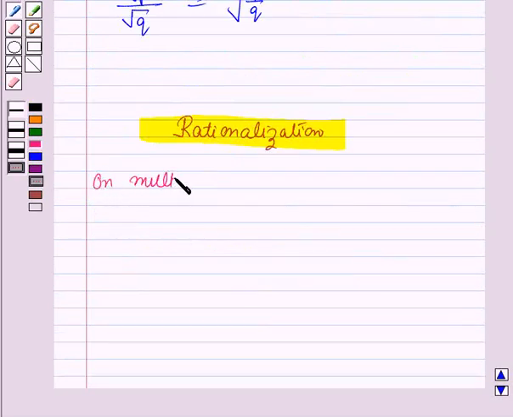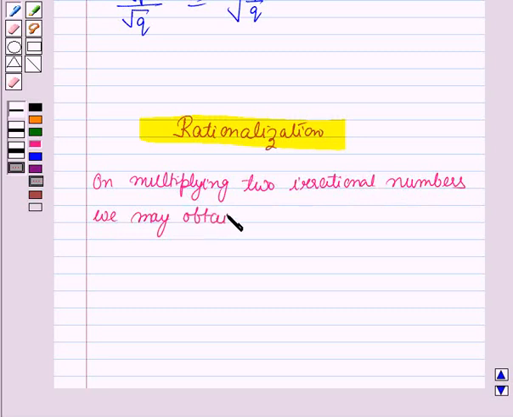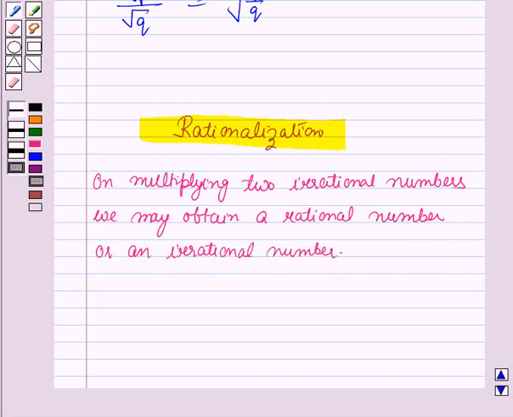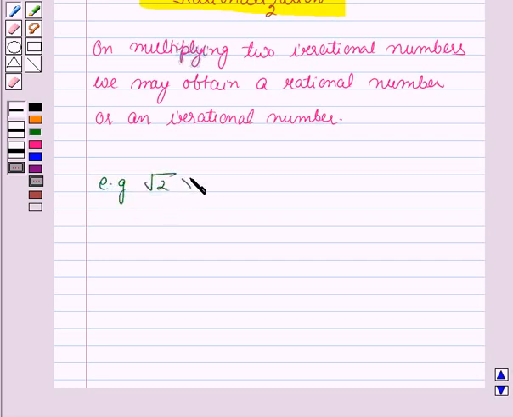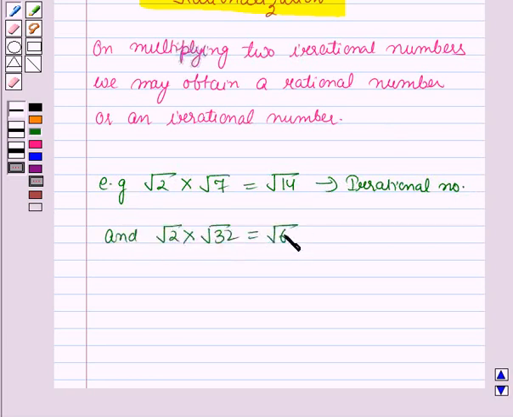On multiplying two irrational numbers, we will obtain a rational number or an irrational number. For example, root 2 into root 7 is equal to root 14, which is an irrational number, and root 2 into root 32 is equal to root 64, which is equal to 8, a rational number.